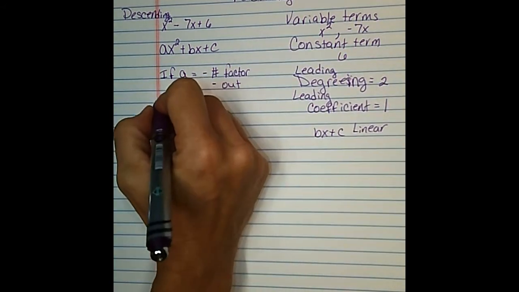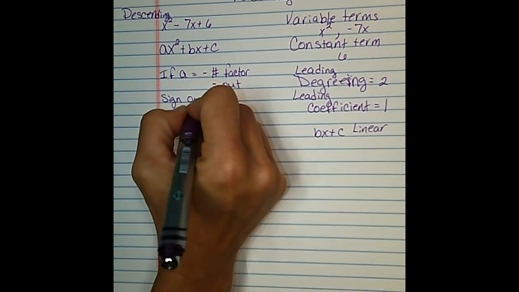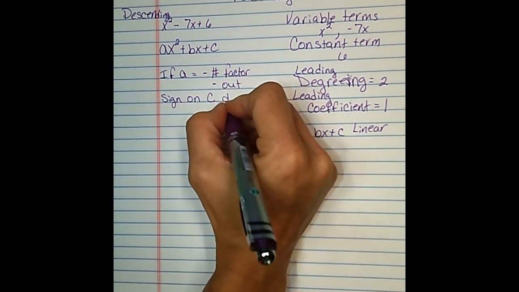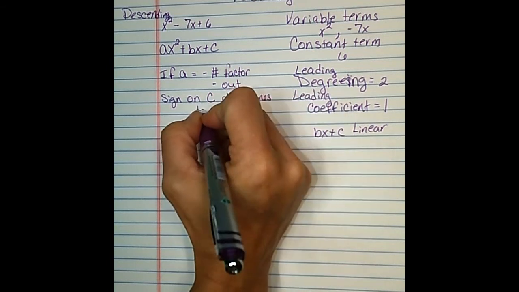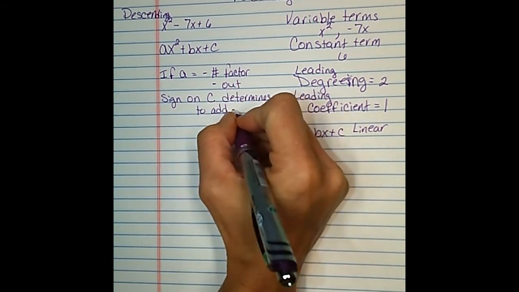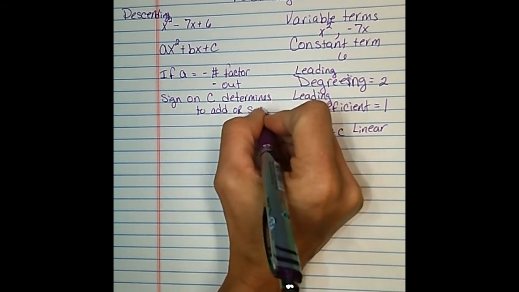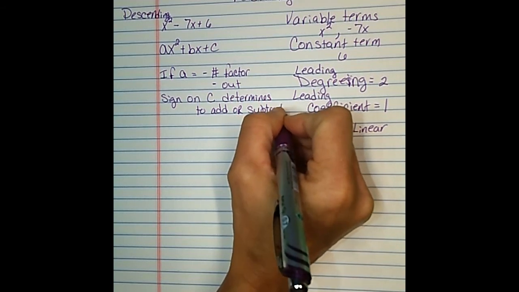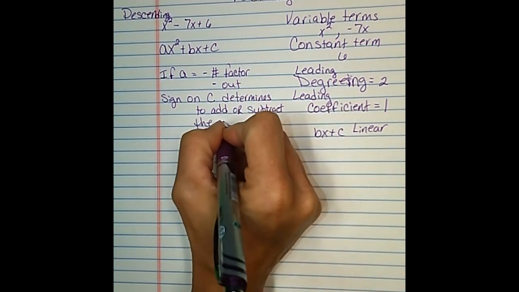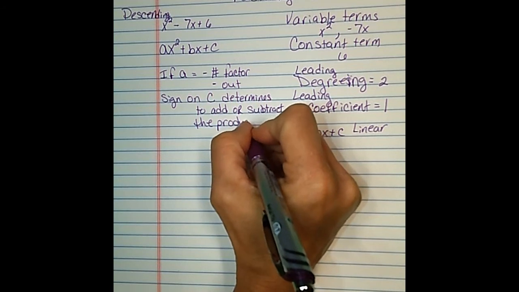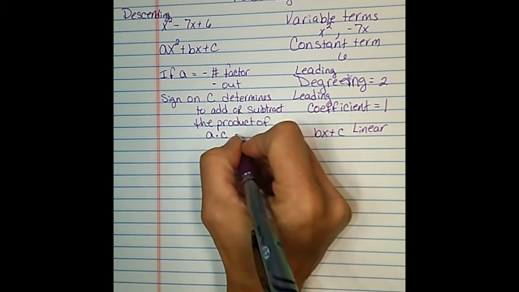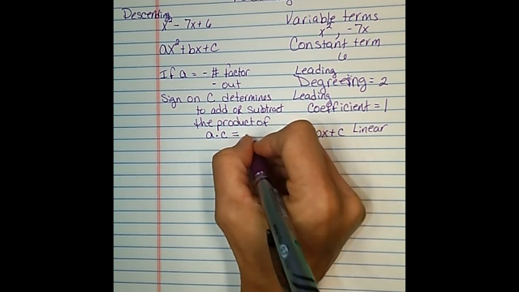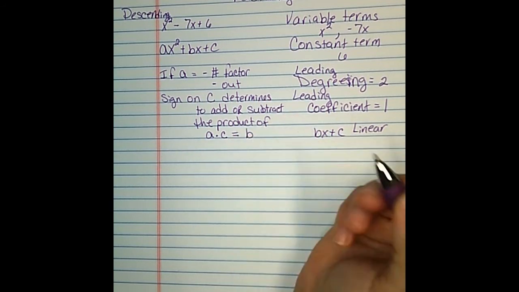The sign on C determines whether to add or subtract the product of A times C that will equal my B. This is the AC method.